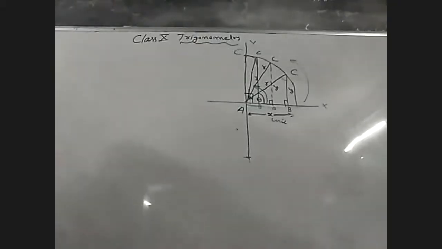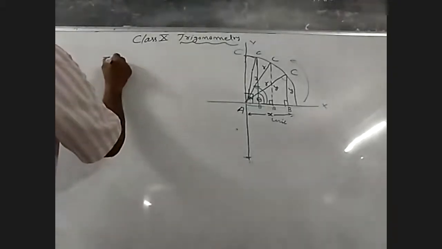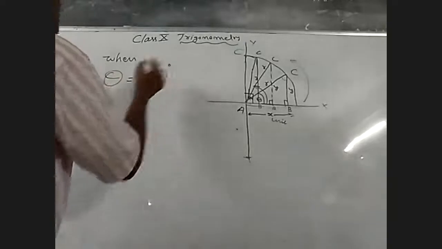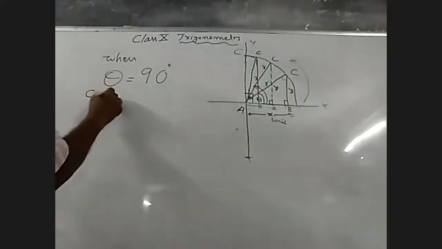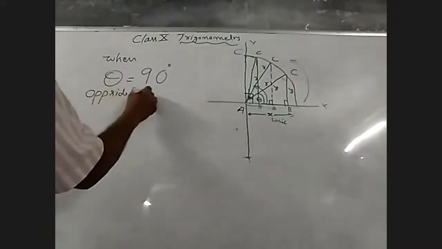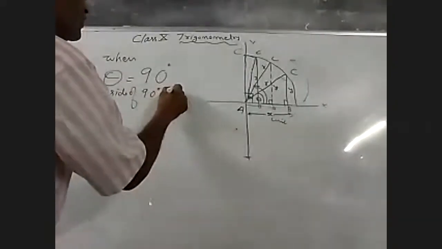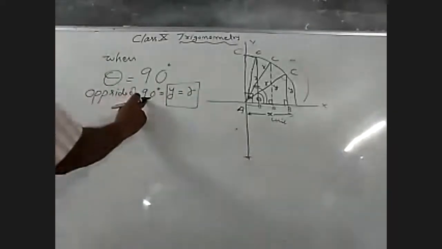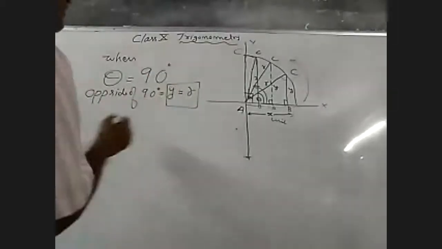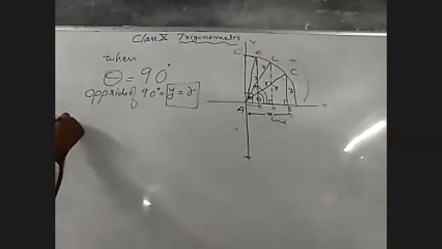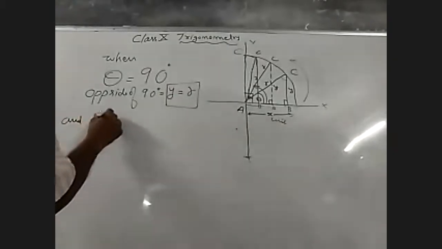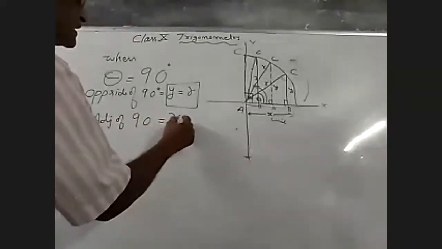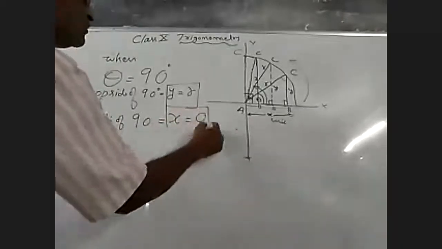So what do we get here? When theta is 90 degrees, the opposite side of 90 degrees is y, which becomes r. The opposite of 90 degrees is y, equal to the hypotenuse. And the adjacent of 90 is x, which becomes 0. Write down these two things.